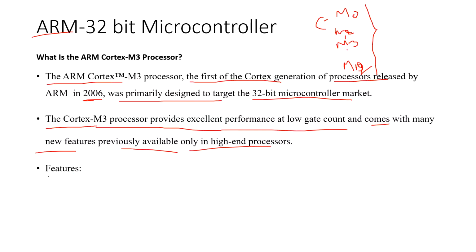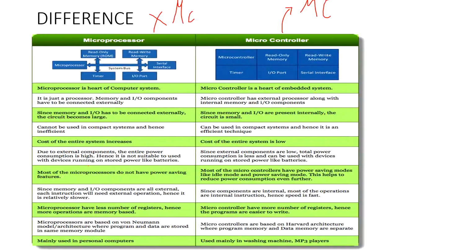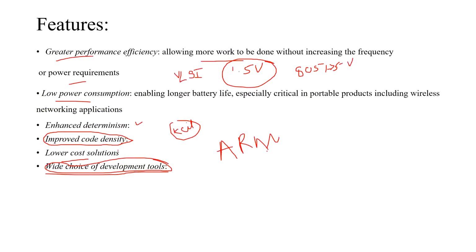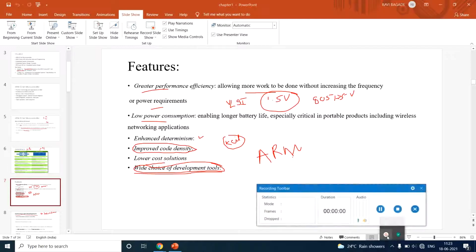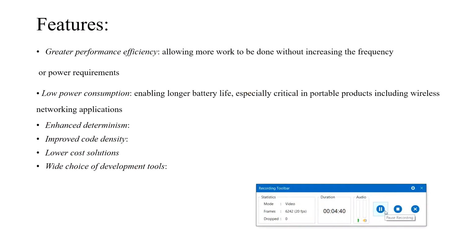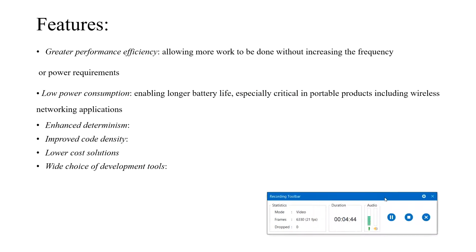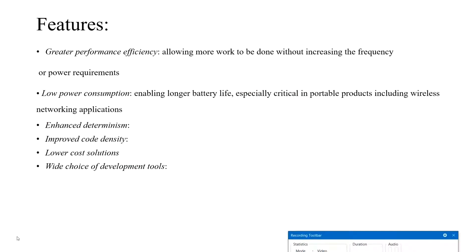Then what are the features of the Cortex M3 processors? The features of the Cortex M3 processors are, first one is greater performance and efficiency, right? So it is going to give you greater performance and efficiency.